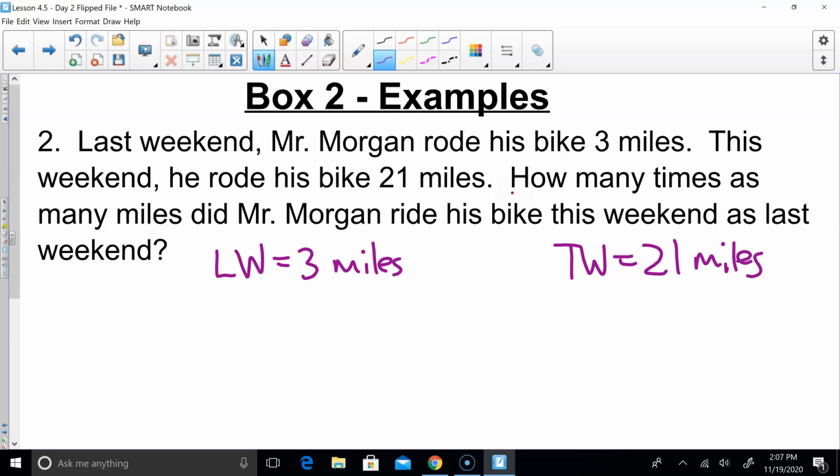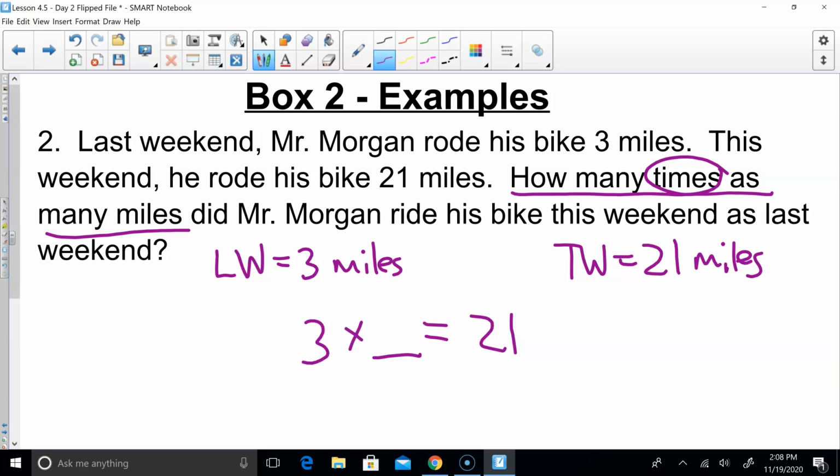Now I'm going to look at the question: how many times as many miles did Mr. Morgan ride his bike this weekend than last weekend? So how many times as many? Obviously I see the word times, so I have to have times in there. So I know 3's on one side, 21's on the other. I need to know times. Well, I know when I multiply things, it makes my number get bigger. So 3 times something is going to equal 21. Excellent. So 3 times what equals 21? Hopefully you're working out the answer.